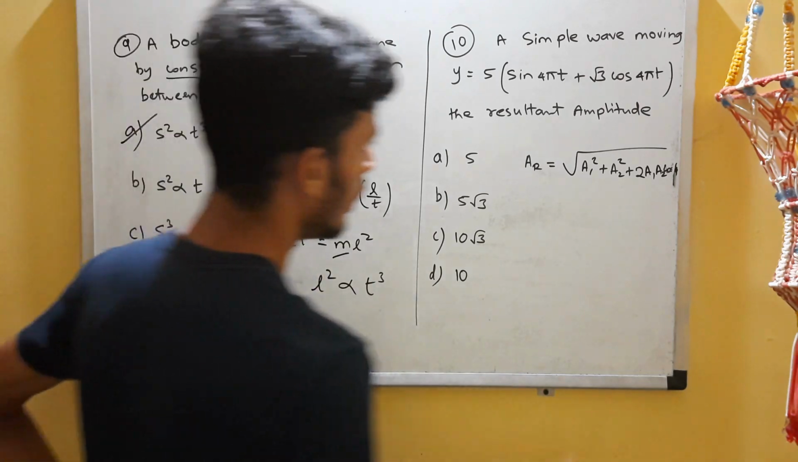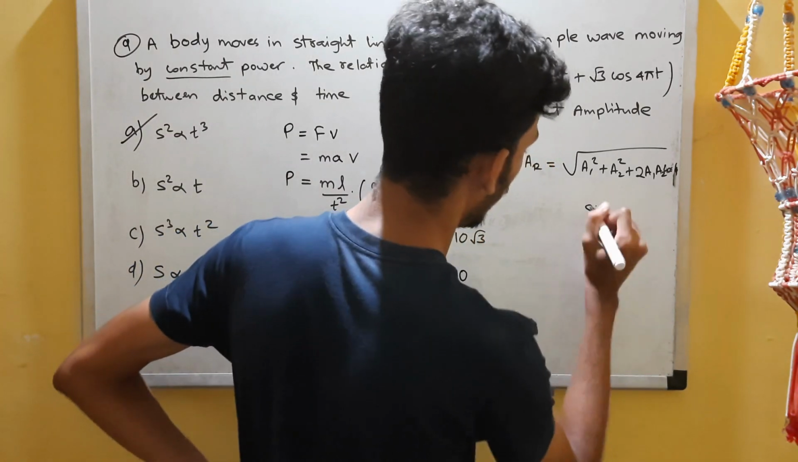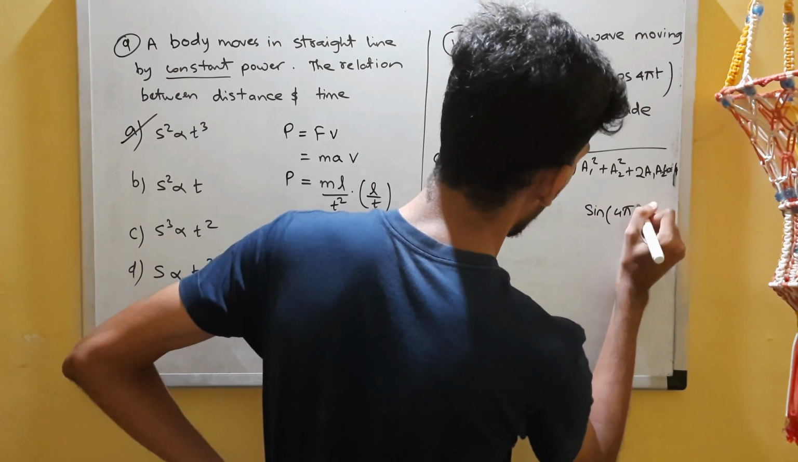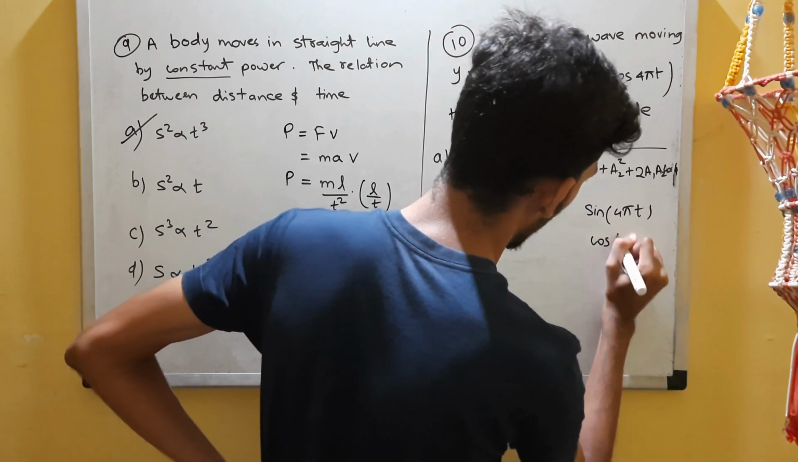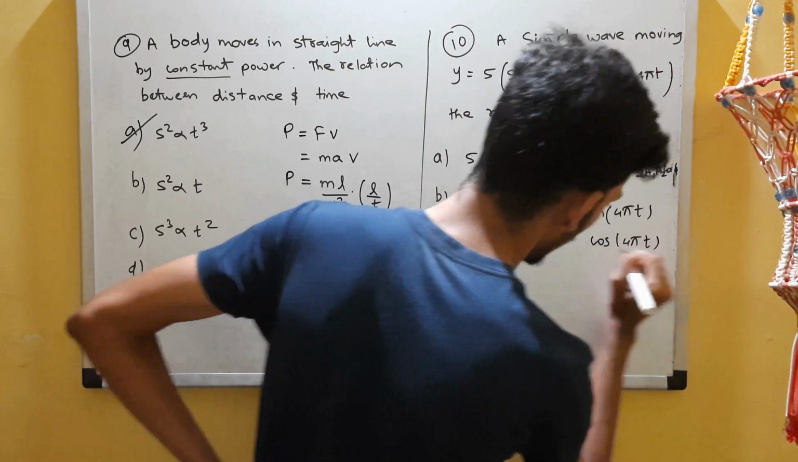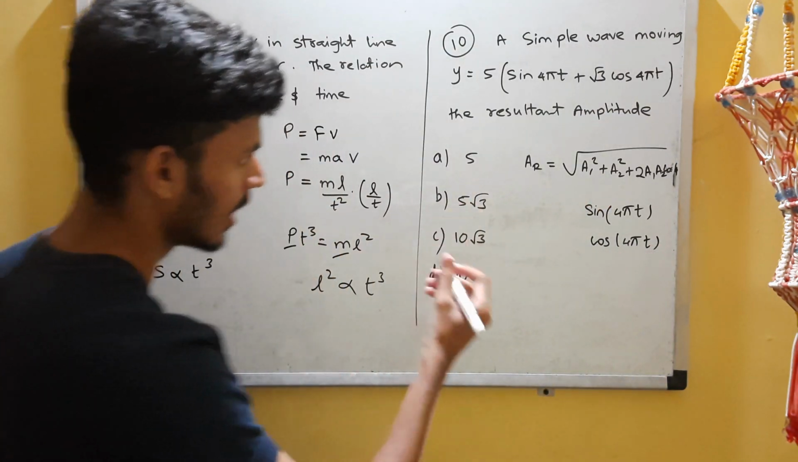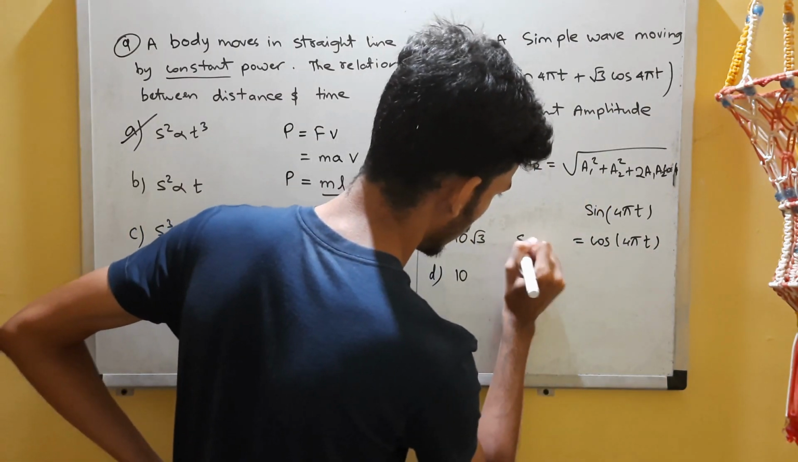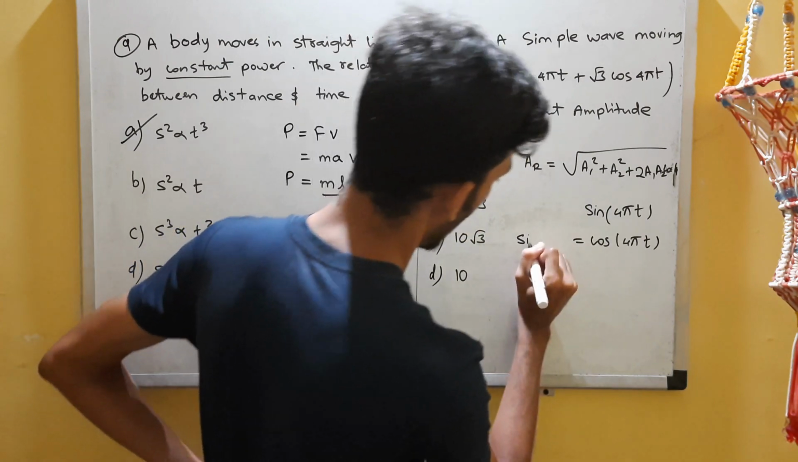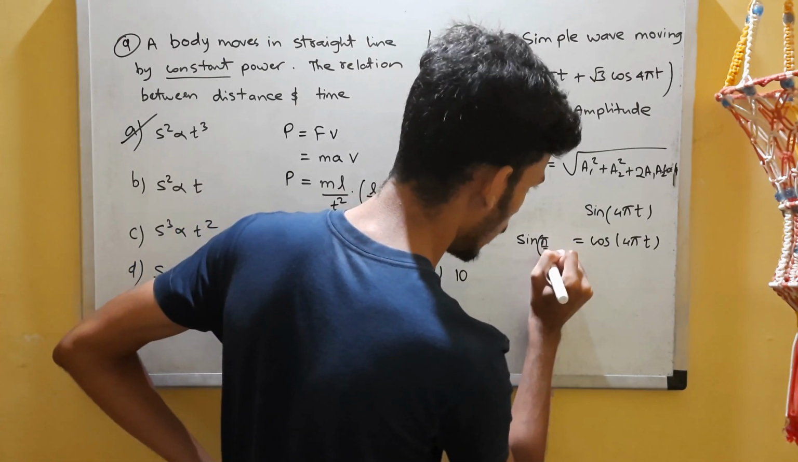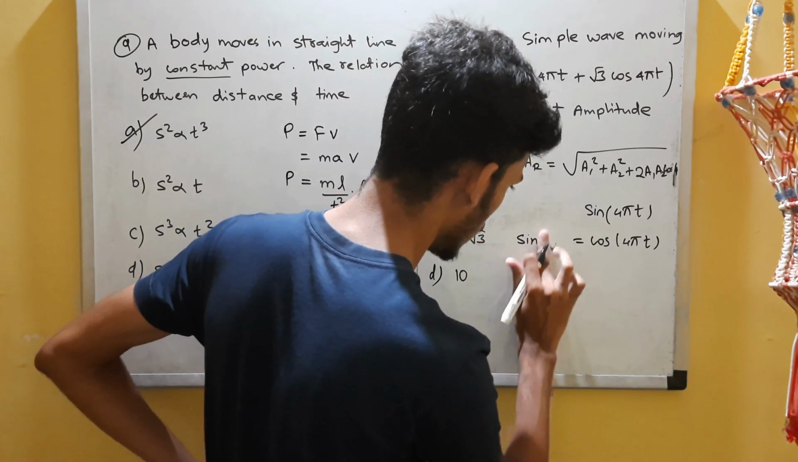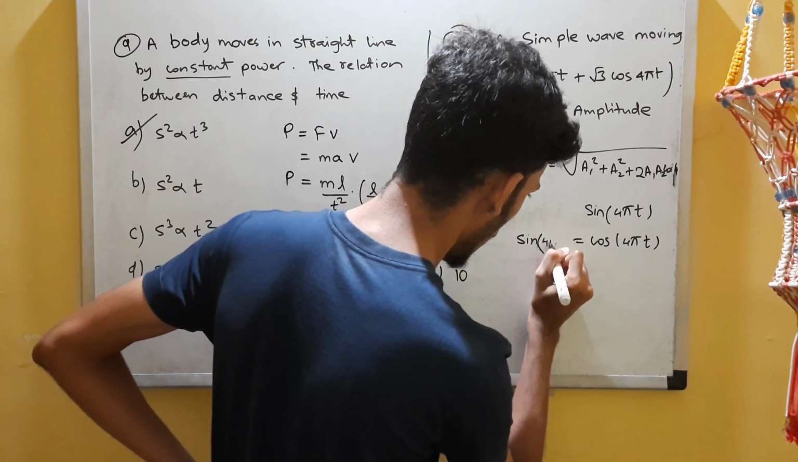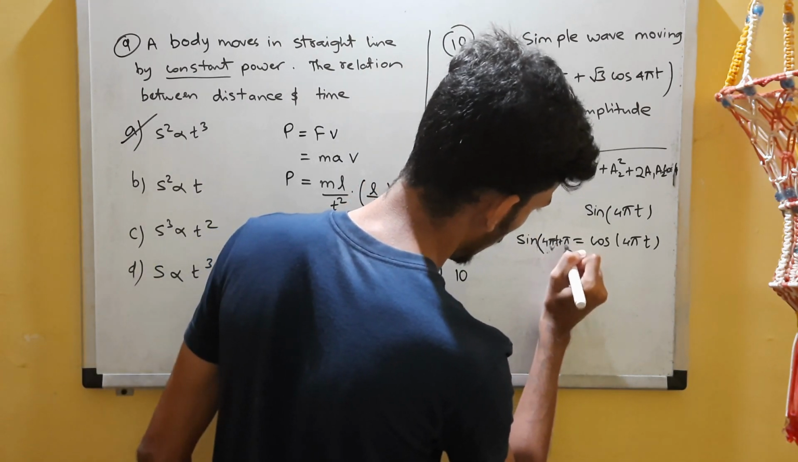Let's find phi first. Here we have sin 4 pi t, and here we have cos 4 pi t. If you see the difference, the phase difference between the two is basically pi by 2. You can write this cos as sin, so I'll write it as sin of 4 pi t plus pi by 2.